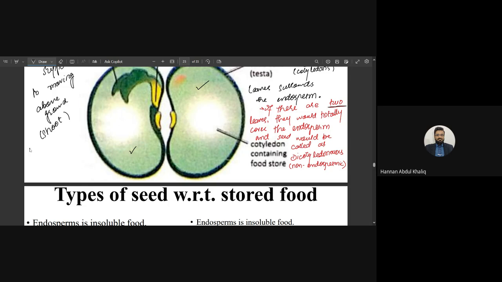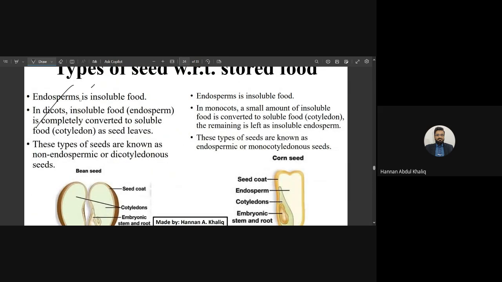But if the leaf is only one, the seed would be named monocotyledonous, or endospermic seed. Endospermic seed.